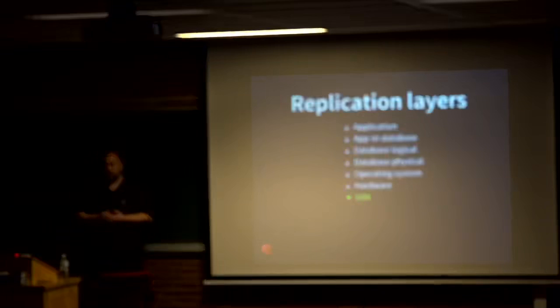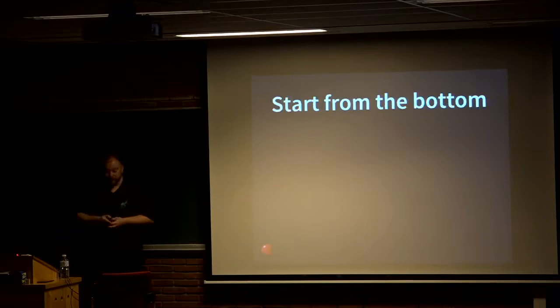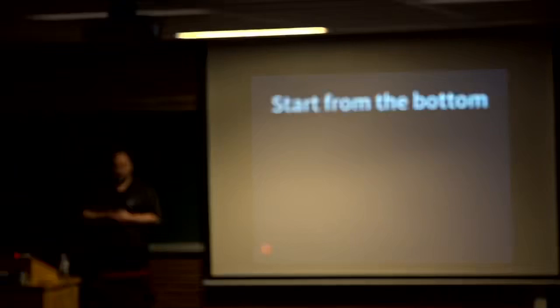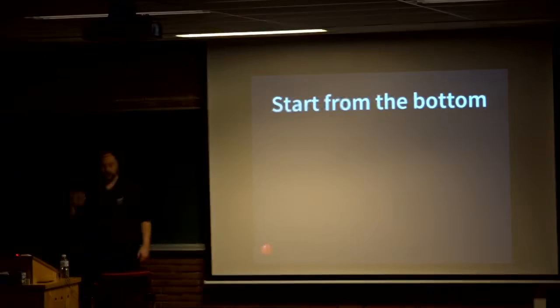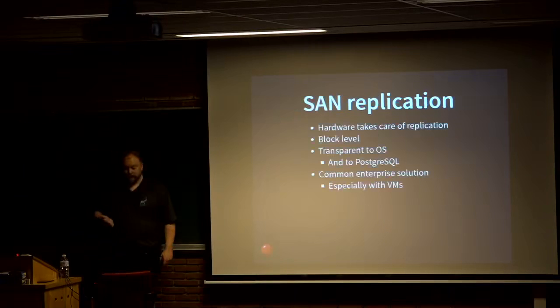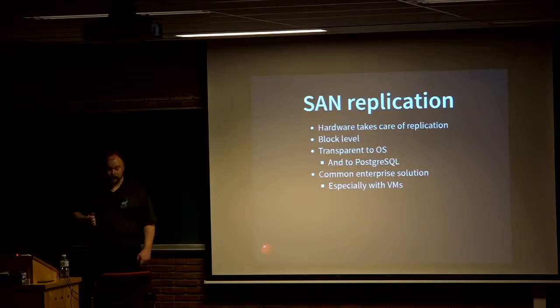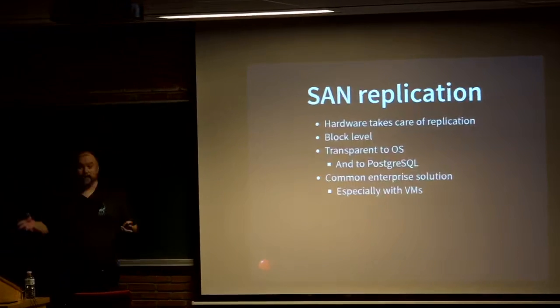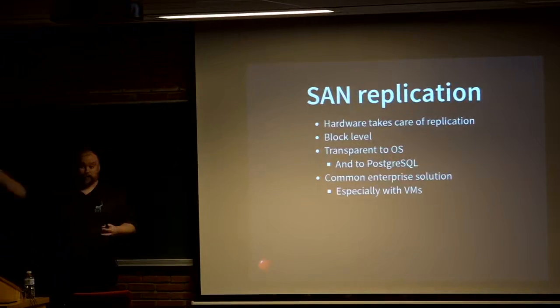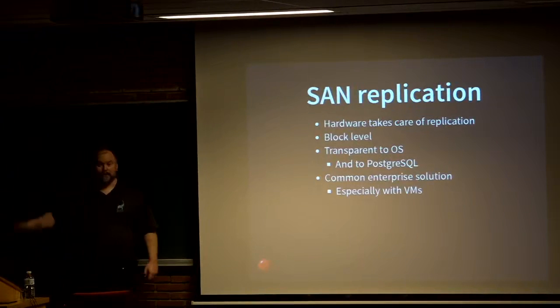So let's go through this stack from the bottom and see what options we have in the Postgres world today. At the very bottom end, the lowest thing that we can do here is SAN-based replication. This is basically your hardware takes care of the replication. It is typically a block level replication handled by whatever firmware is running in your SAN. It is transparent to the operating system, and that's the whole point of it. Right? In the OS, you get a block device, and you have the same block device somewhere else, and it's all just magic.